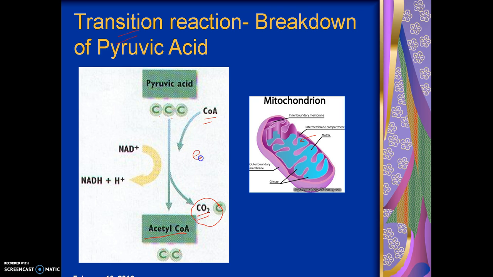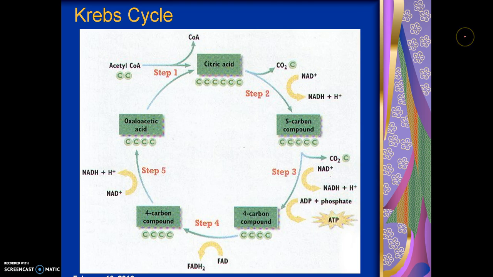At the same time, you are also giving up high energy electrons. These high energy electrons are accepted by NAD to form NADH. So let's see now the next set of reactions. The next set of reactions is the Krebs cycle.